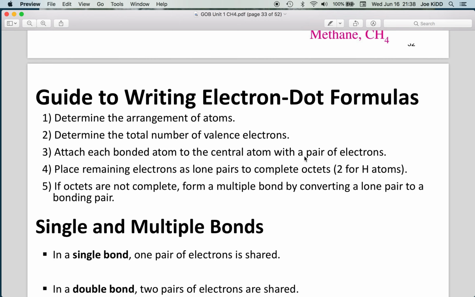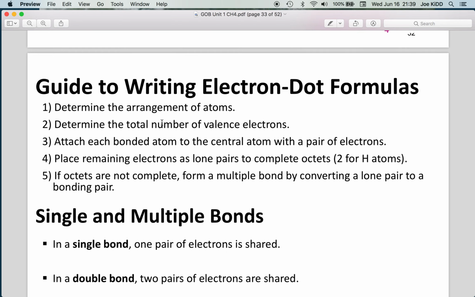So here are the guidelines that we have when we're helping to figure out how to draw these covalent bonds and draw these covalent compounds. This is the foundation of Unit 2, so this is not something that you want to gloss over. First, you're going to need to look at the atoms that you have and arrange them in a way that you think is going to make sense.